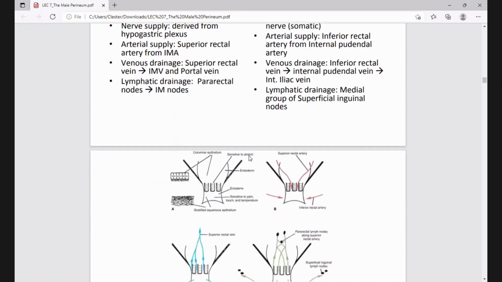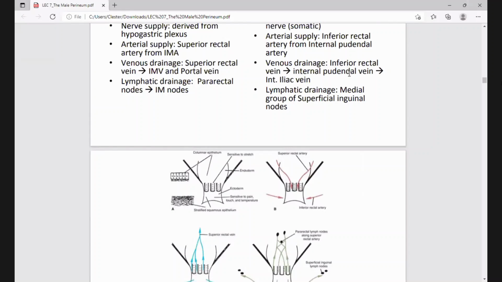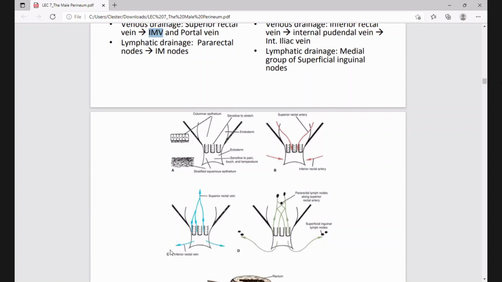Thus, also the blood supply will be different. The upper half is supplied by the superior rectal artery, while the lower half will be supplied by the inferior rectal, that is derived from the internal pudendal artery. Venous drainage will also be different. The upper half goes upward into the superior rectal vein, eventually draining into the inferior mesenteric vein, while the lower half will go sideways, towards the internal pudendal vein, eventually ending up in the internal iliac.